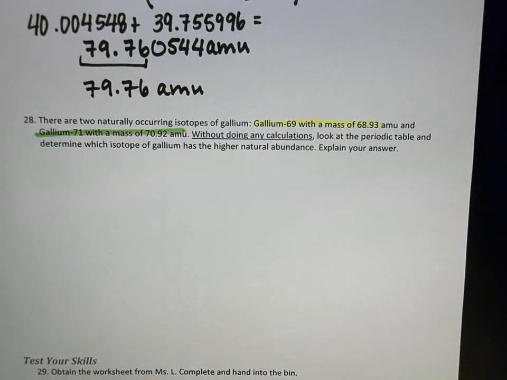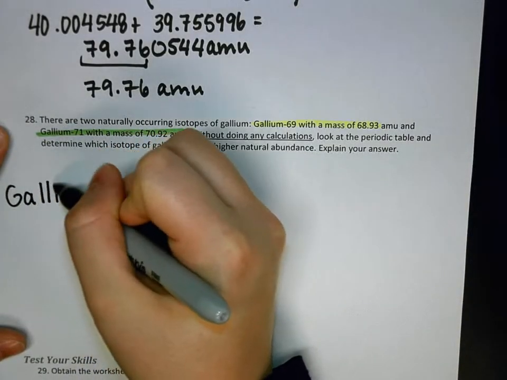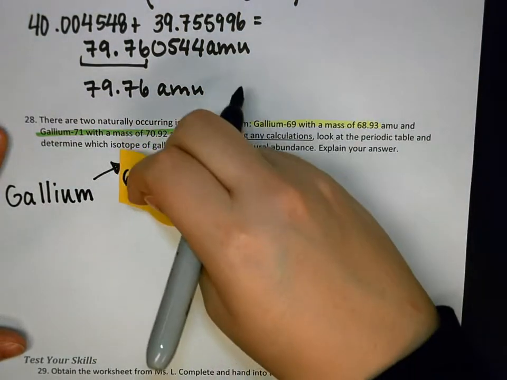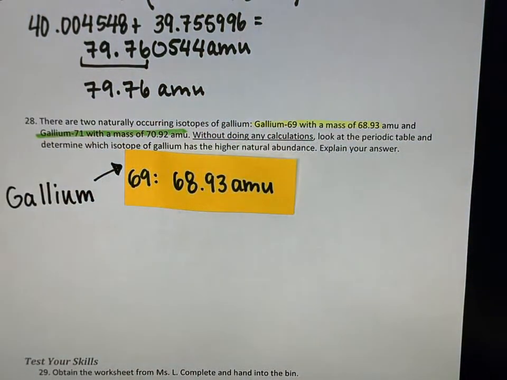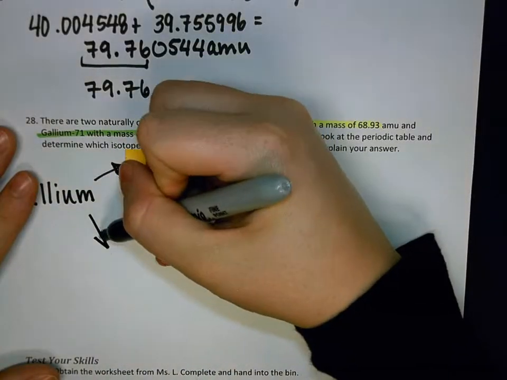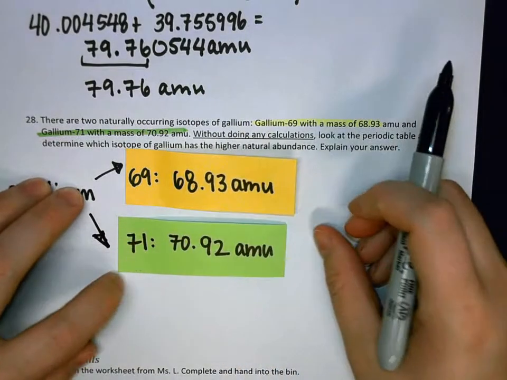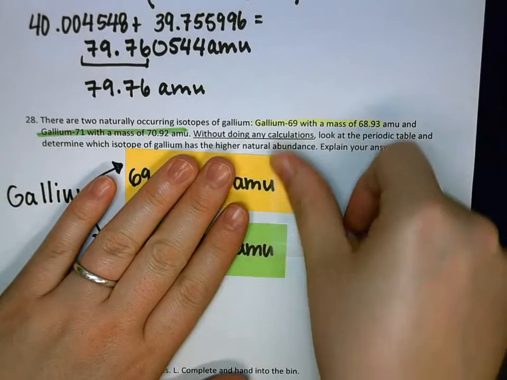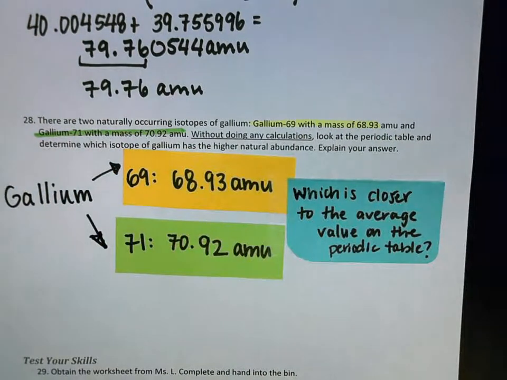So gallium comes in 2 flavors. There's 2 isotopes of gallium. So one option is gallium-69, which has this mass. The other option for gallium is going to be the gallium-71, which has a different mass. So these 2 numbers are slightly different, and what I'm really asking you to do is to look at these 2 numbers and figure out which one is closer to the average value on the table of elements.